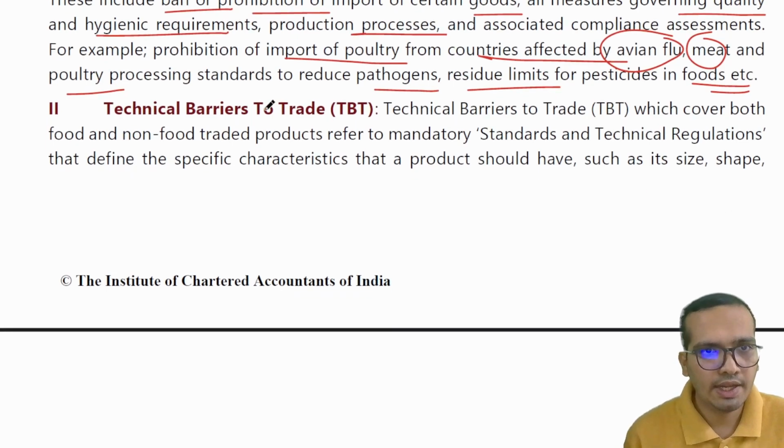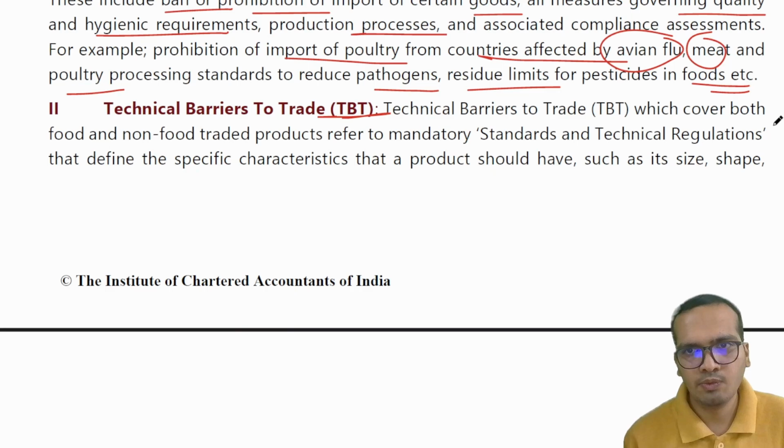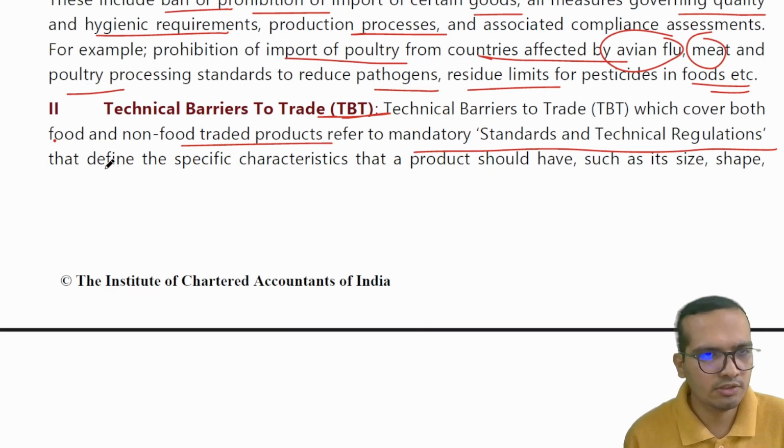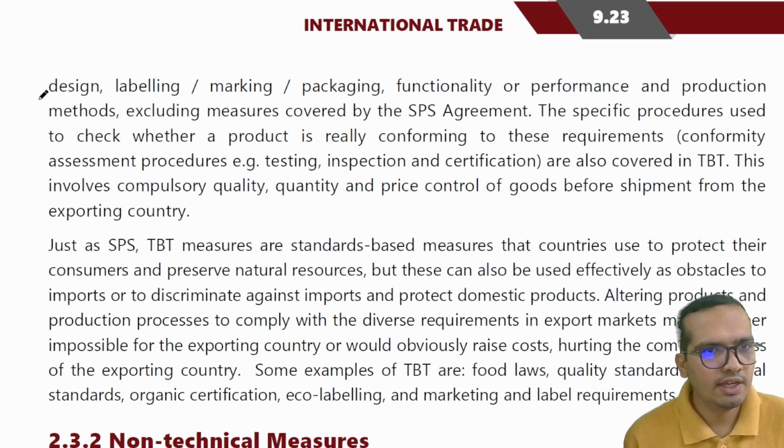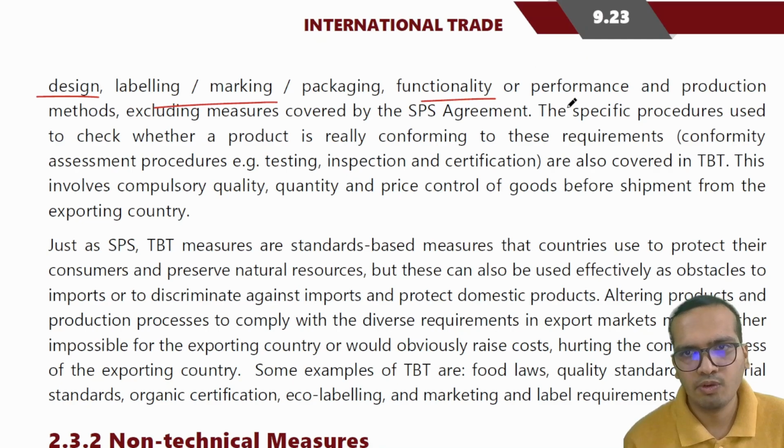Then we have technical barriers to trade (TBT). Technical barriers to trade, which covers both food and non-food traded products, refers to mandatory standards and technical regulations that define the specific characteristics that a product should have, such as its shape, size, design, labeling, marking, packaging, functionality, or performance and production methods, excluding measures covered by the SPS agreements.